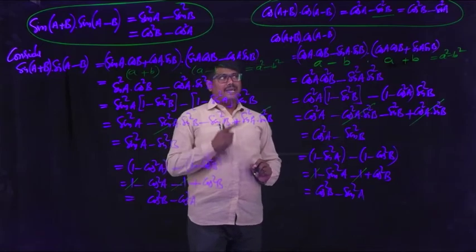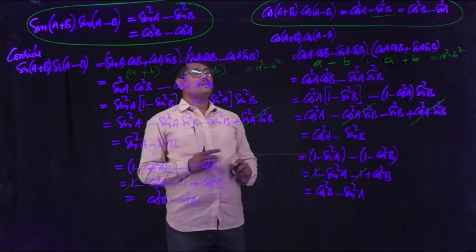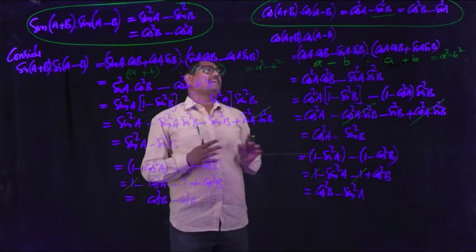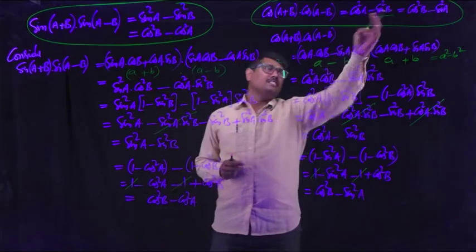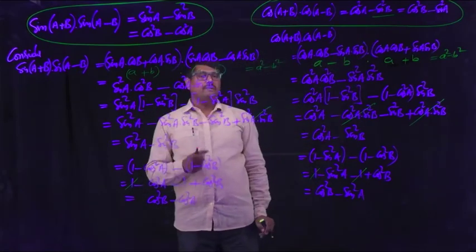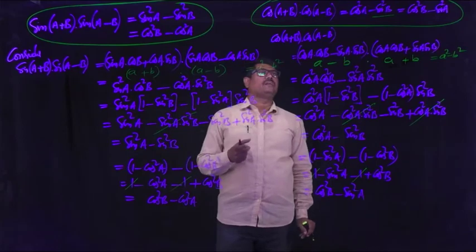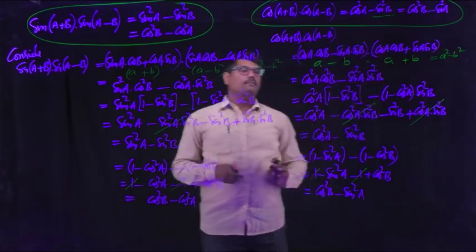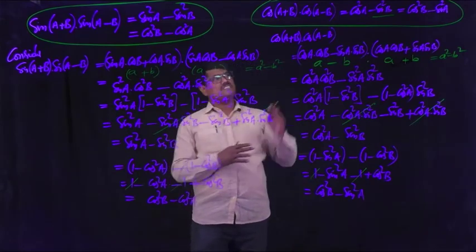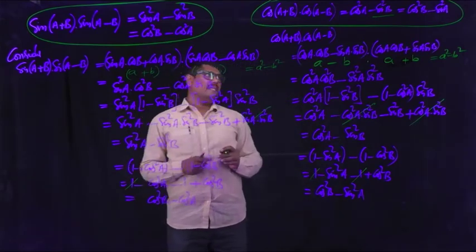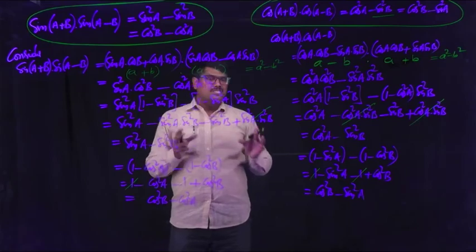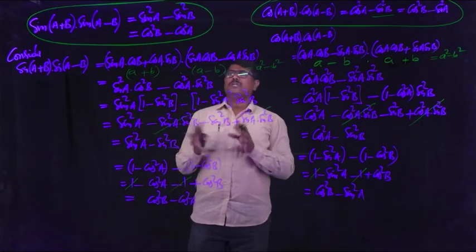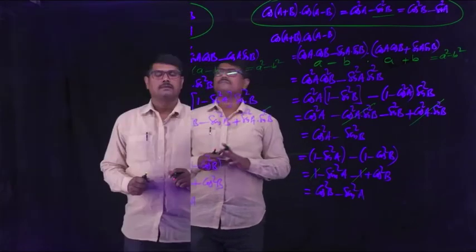Cos square A minus sin square B, that one. Generally we may get confused by writing this one as cos square B. So remember that is the main important issue here. Cos A plus B into cos A minus B is cos square A minus sin square B, and another format is cos square B minus sin square A. Depending upon the situation of the problem, we need to use either of the formulas.